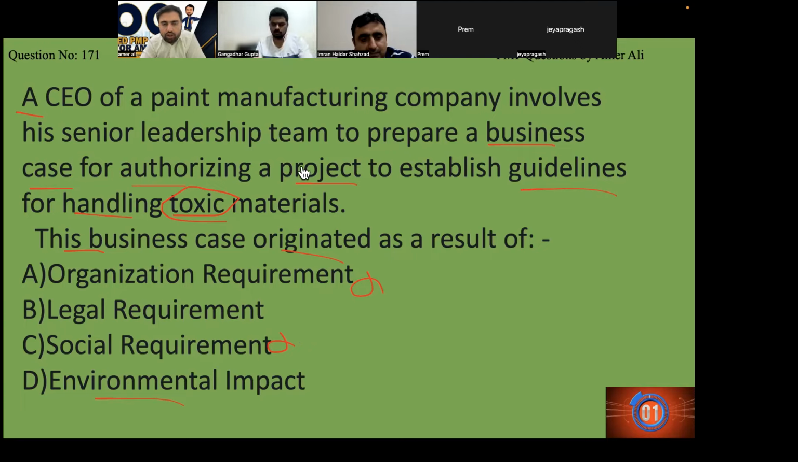So toxic is the most important word. It's not a legal thing. When the question says that it's a legal work, we need to work into that. So that is a legal requirement. For a legal requirement, it has to be said that a new law has been made, and as a result of that law, you have to do this thing. Then it becomes a legal requirement. As long as it's not said, it's not a legal requirement. Environmental impact, environmental requirement.